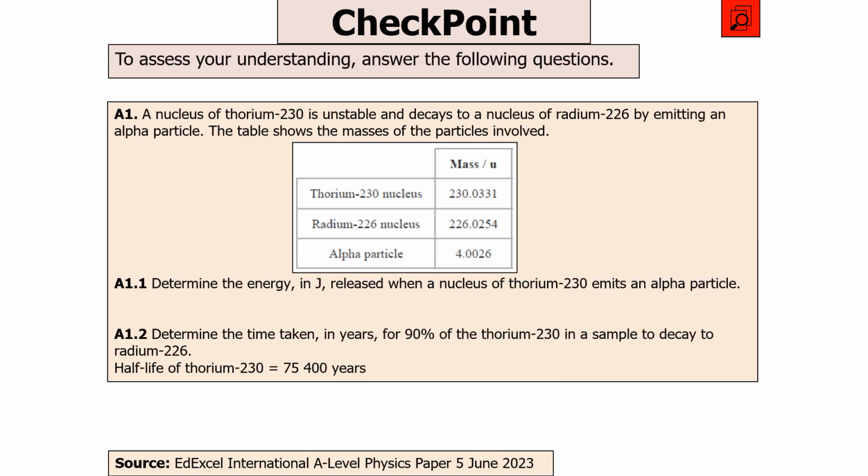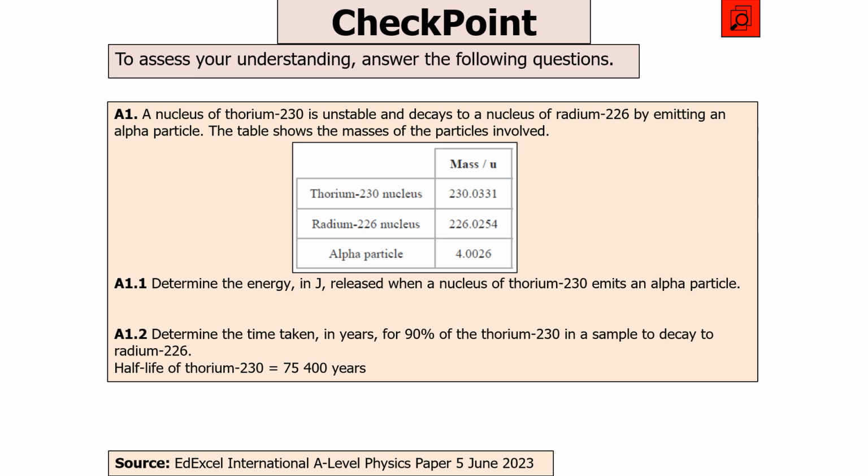The next question says, a nucleus of thorium-230 is unstable and decays to a nucleus of radium-226 by emitting an alpha particle. The table shows the masses of the particles involved. Determine the energy in joules released when a nucleus of thorium-230 emits an alpha particle.